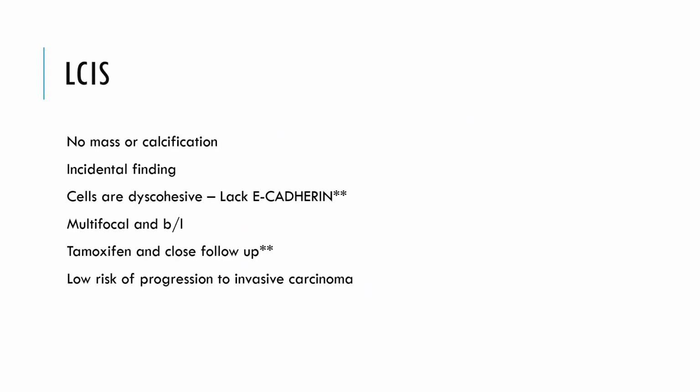Lobular carcinoma in situ, there can be no mass or no calcification. It can be an incidental finding. Usually the cells are discohesive. Discohesive means the tumor cells, since they are growing so much, you would expect them to form a cluster and be very close to each other. But the cells are very much separate because they lack the E-cadherin molecule. So they are discohesive. This is what we call discohesive. The cells are separate from each other.